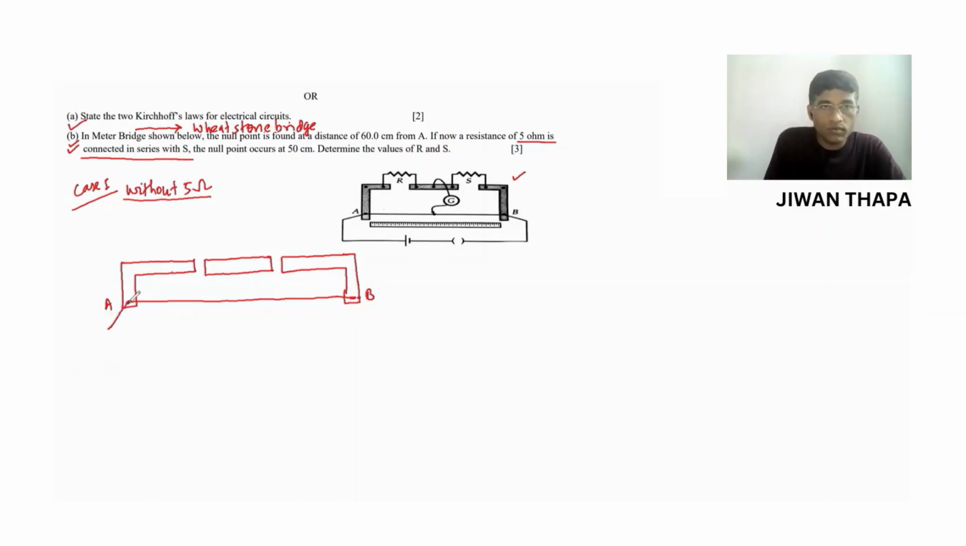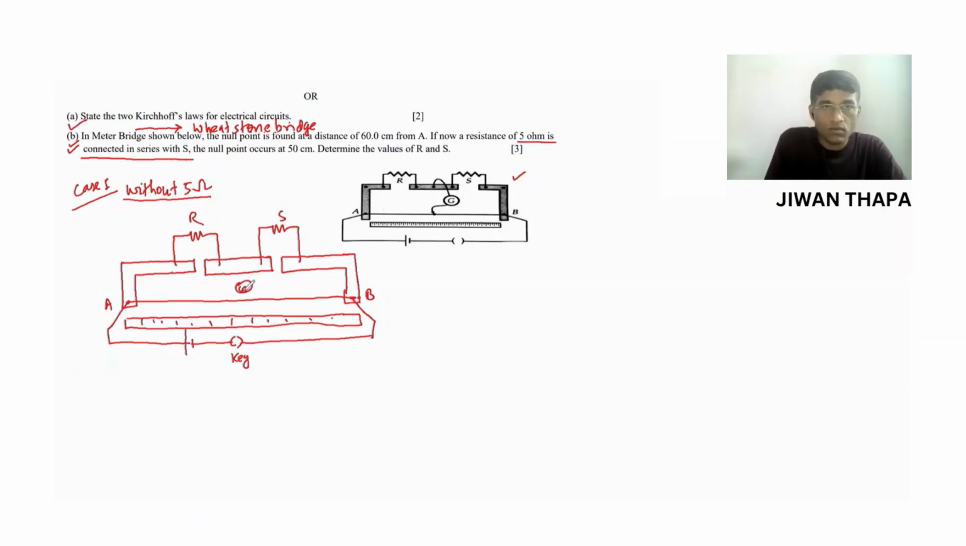So we have a battery and key, okay? And we have a meter scale. So there is a scale. So this is a scale, okay? So we have this, okay?